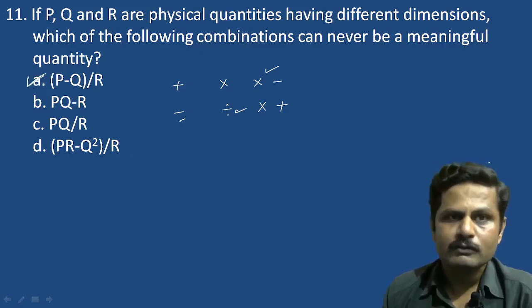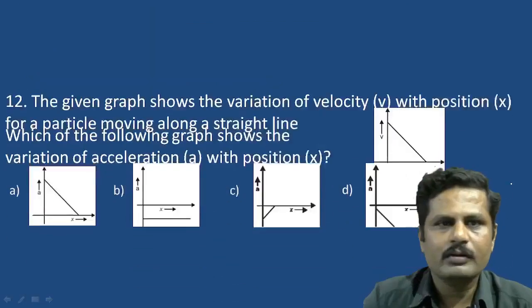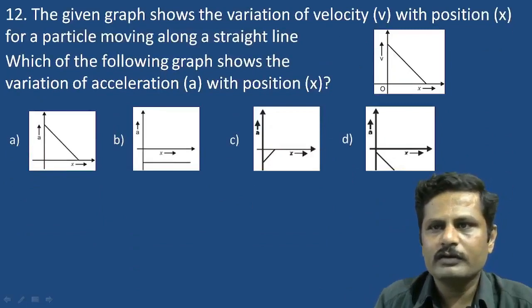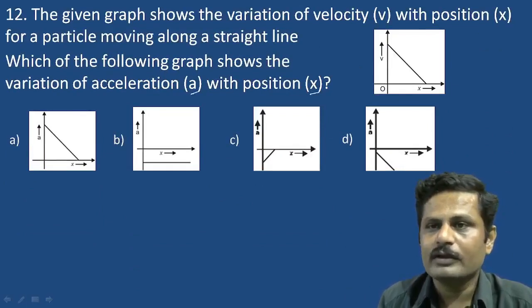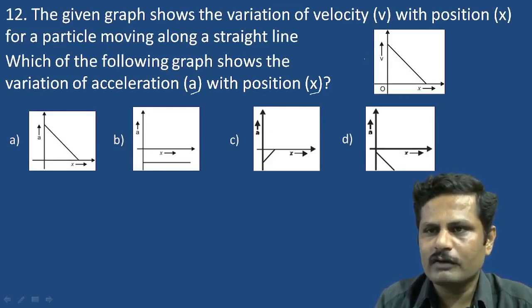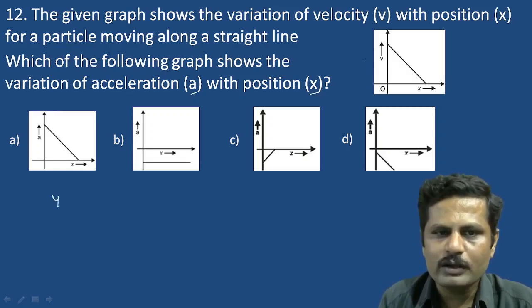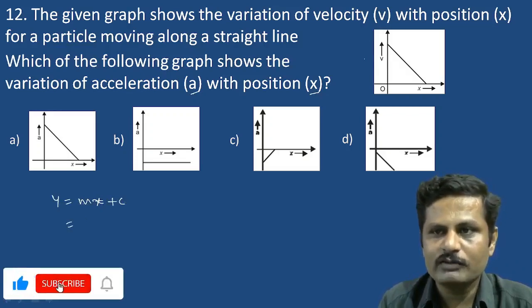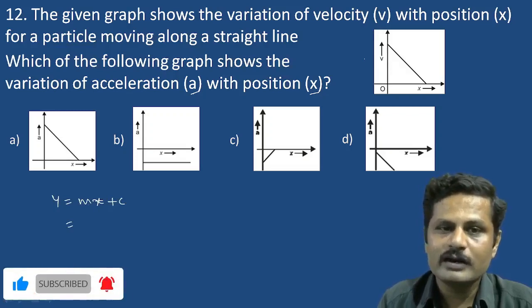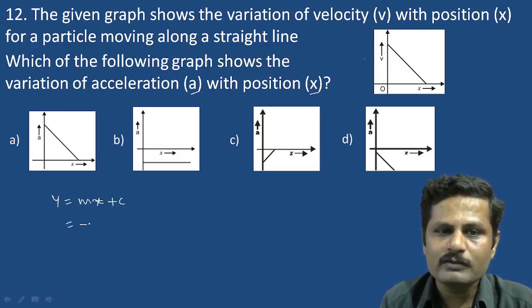Okay, let's move to the next question. That is, the given graph shows the variation of velocity with the position for a particle moving along a straight line. Which of the following graphs shows the variation of acceleration A with the position x? So in the given graph, we can write the equation for this graph, that is y equals mx plus c. See here we know that the slope for a straight line inclined to the x-axis is positive, but this straight line is inclined to the y-axis, so therefore the slope is negative x plus intercept. Here the constant thing is v0, that is initial velocity, so v0.